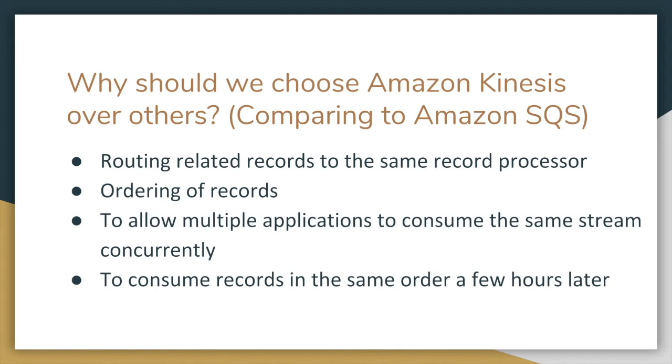Amazon Kinesis also allows multiple applications to consume the same stream concurrently. What this means is that if you have one application that updates a real-time dashboard and another that archives data to Amazon Redshift, you want both applications to consume data from the same stream concurrently and independently. And lastly, Amazon Kinesis is able to consume records in the same order a few hours later. For example, you have a billing application and an audit application that runs a few hours behind the billing application. Because Amazon Kinesis Stream stores data for up to 7 days, you can run the audit application for up to 7 days behind the billing application.